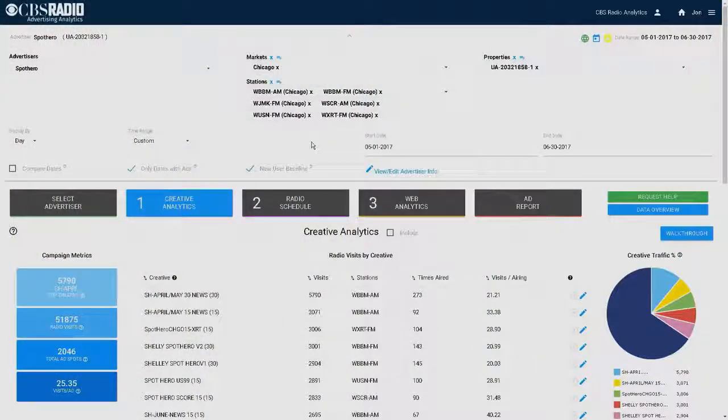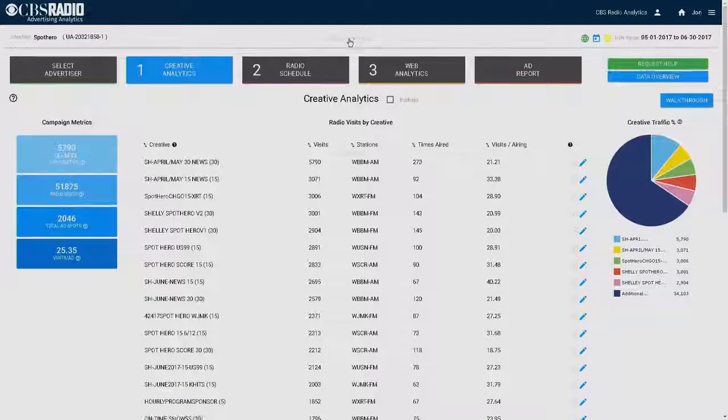So here's a sample data set. We're looking at a national client. The client is Spot Hero. We're looking at a period of time between May 1st and June 30th at the market of Chicago. We can look at any market that a client is in, and we're able to geofence individual markets or combined markets. But just as a top-line overview, the first panel that we look at are creative analytics.